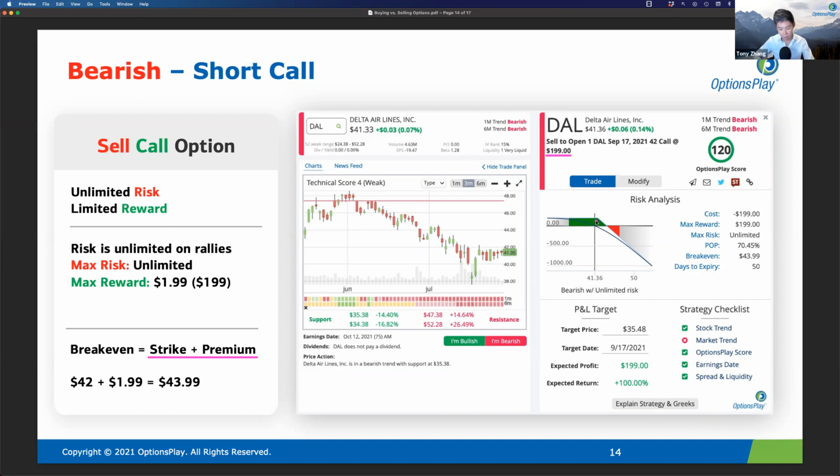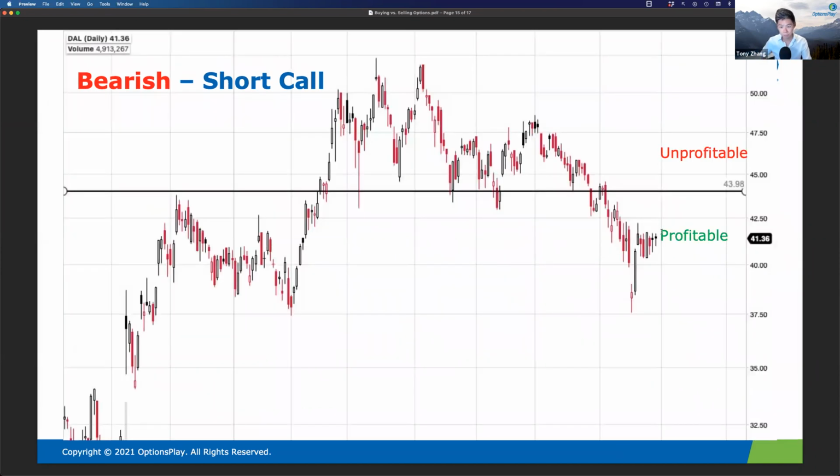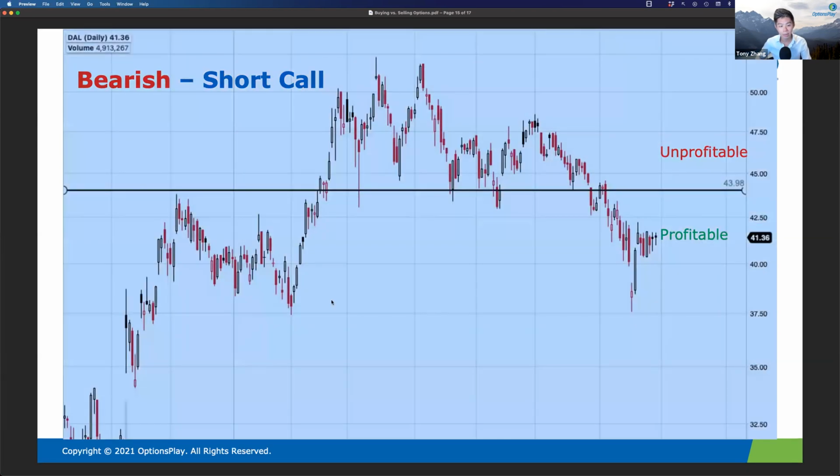So in the example here for Delta, as a short caller, I have the obligation to sell the stock at $42. So if, let's say, the stock was to rally to 42.5, what happens is that I'm obligated to sell the stock at 42 that I have to buy at 42.5. So if I have to buy something at 42.5 and sell it at 42, that's a loss of 50 cents.